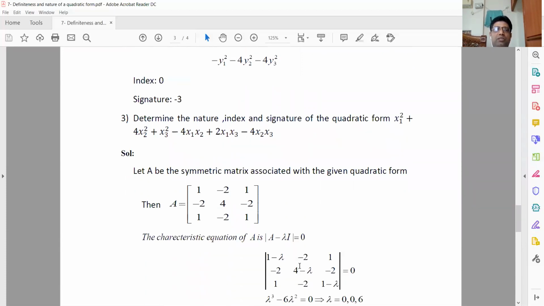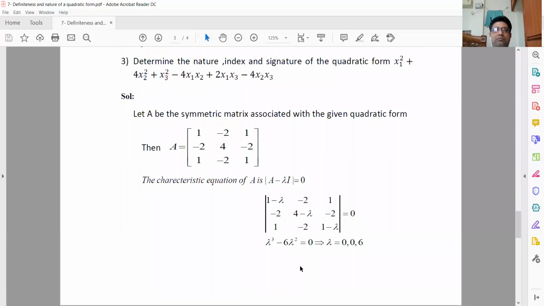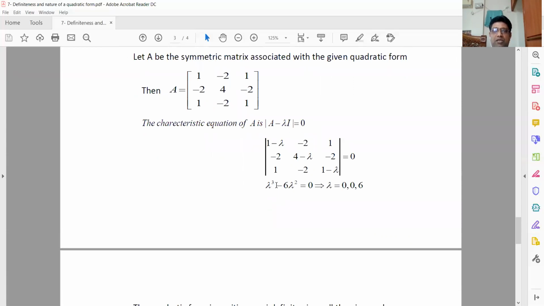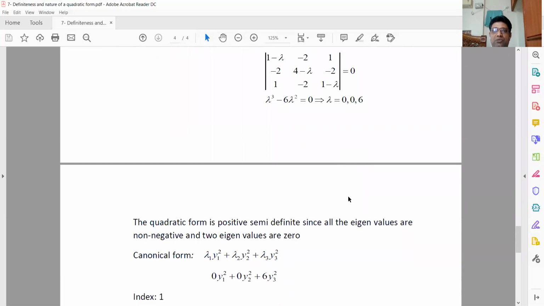Now coming to the third problem, same thing, determine the nature, index and signature. A quadratic form is given to you. First write the symmetric matrix associated with this one. So the leading coefficients on the principal diagonal are 1, 4, 1. The remaining you have to distribute equally. The characteristic equation is this one, and if you solve it, you get 0, 0, 6.